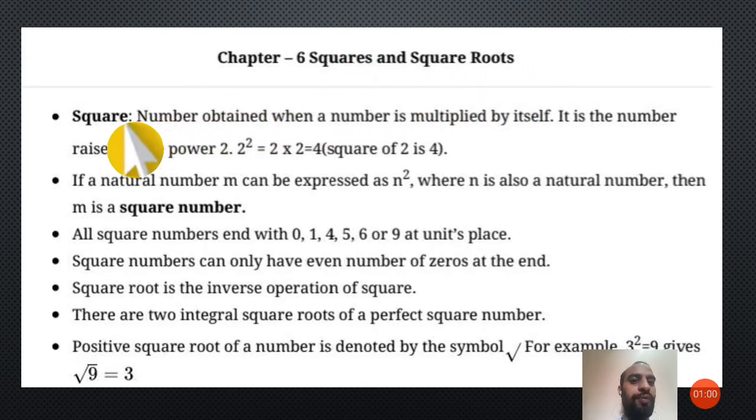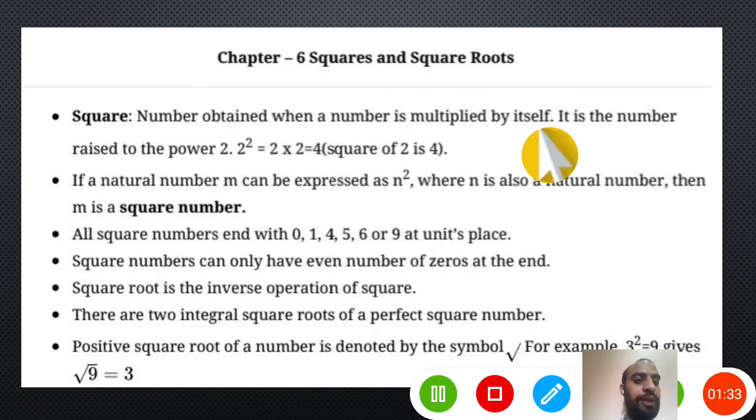In this chapter, first we must know what is the definition of a square. What do you mean by a square? It is not a geometrical figure that has four sides. We are talking about squares of numbers. So firstly, I want to tell you the definition of square. Square means a number obtained when a number is multiplied by itself. This word itself gives the complete definition.